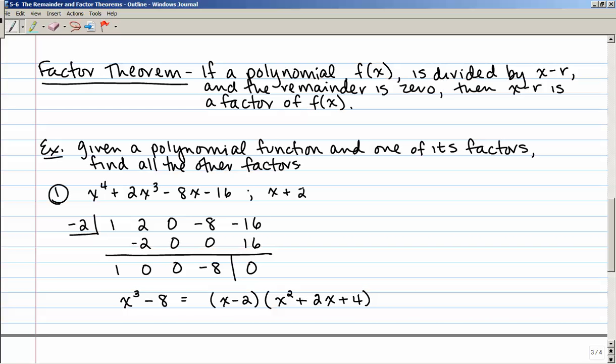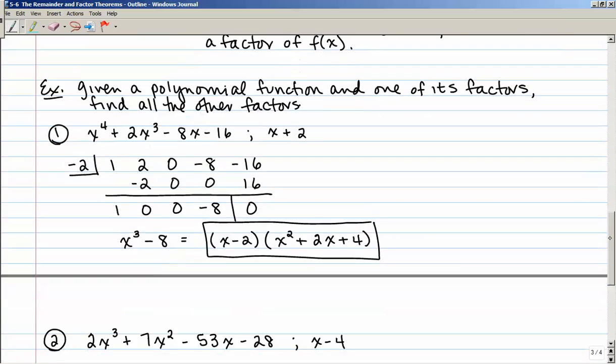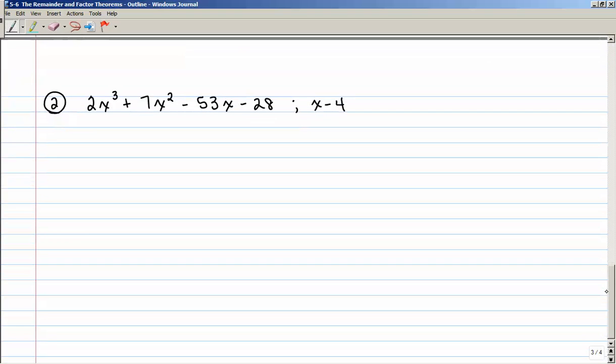So, given that one of the factors of my original polynomial is x plus 2, the other two factors are x minus 2 and x squared plus 2x plus 4. Let's take a look at another example.